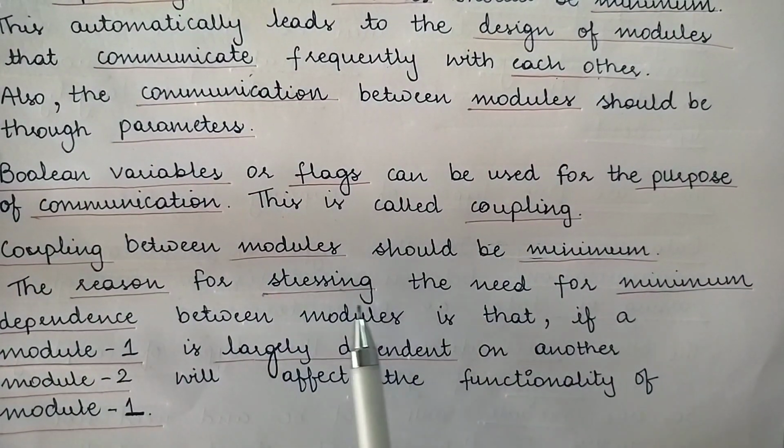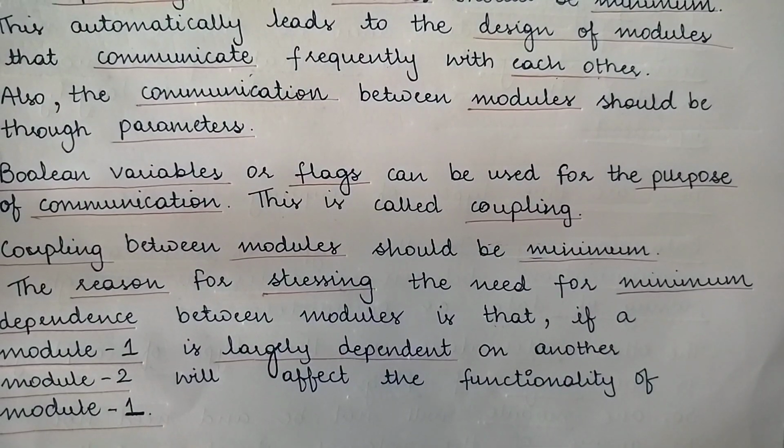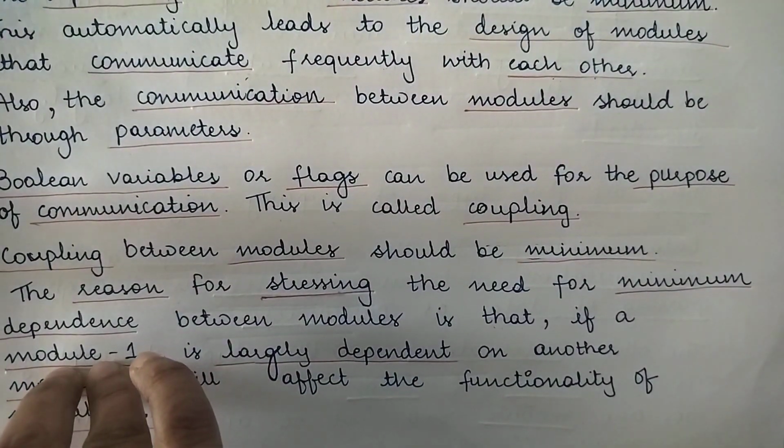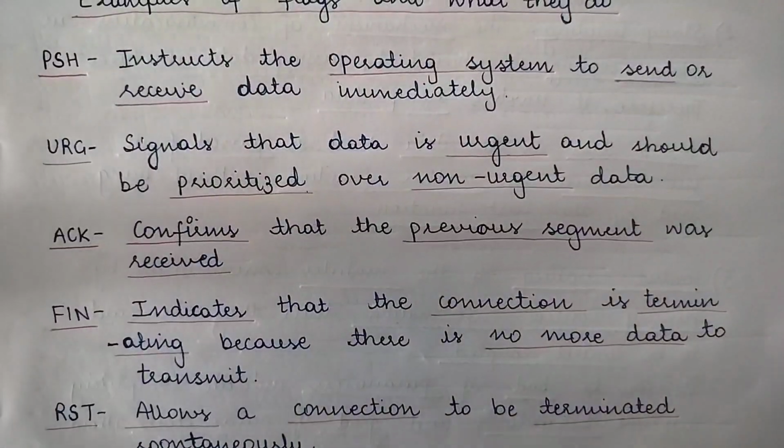Now, the reason for stressing the need for minimum dependence between modules is that if module 1 is largely dependent on another module 2, this will affect the functionality of module 1, because for every little thing module 1 will have to look up to module 2. This will hamper the performance of module 1, because for every functionality of its own, it has to look upon module 2. So this is one reason why we stress on less dependency or minimum coupling.